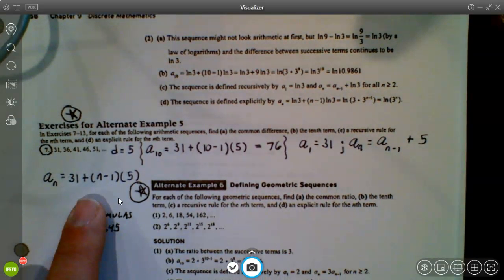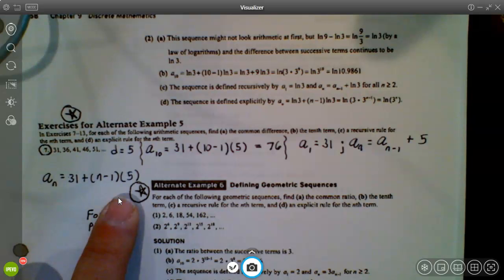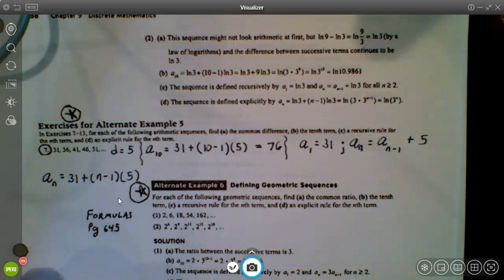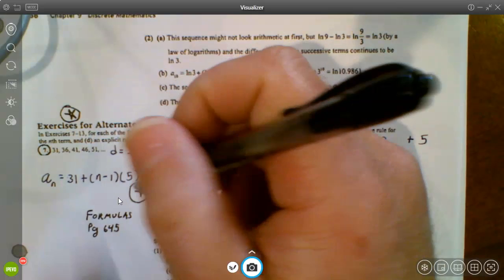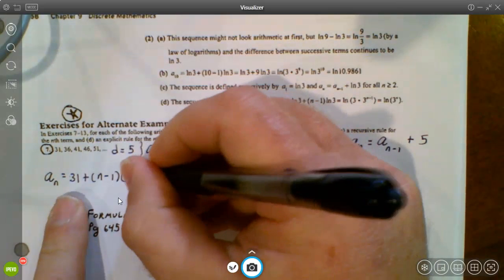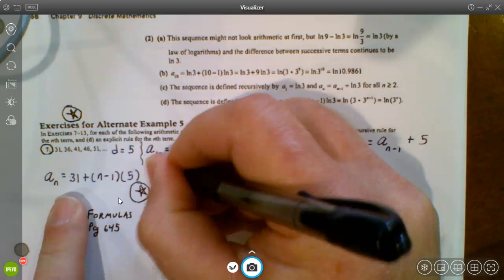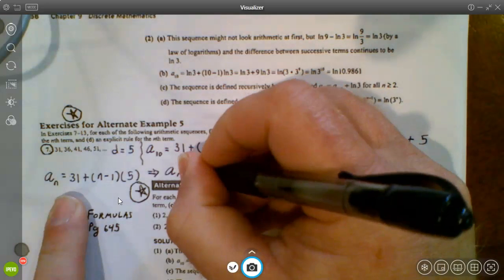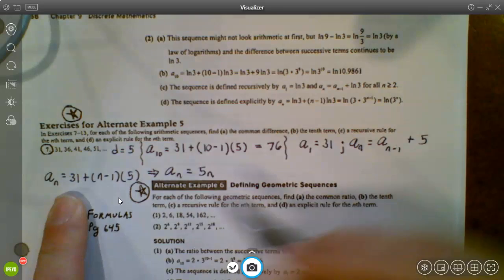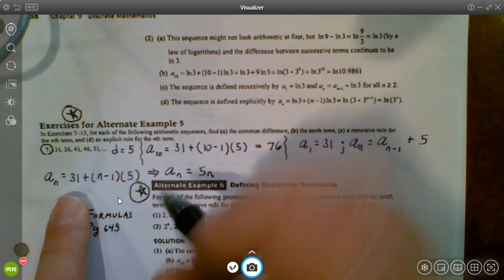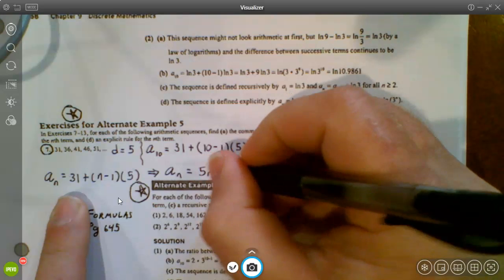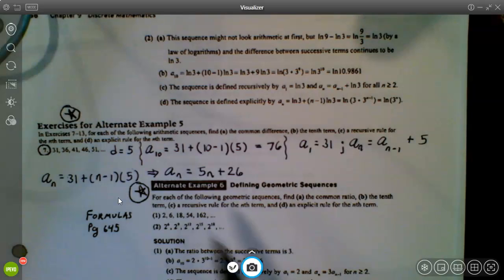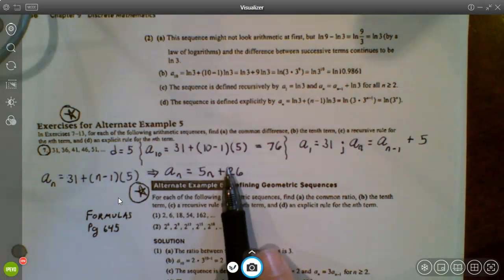So again, it's good to clean this up as much as we can. So distribute the 5. Combine like terms. So if that's 5n minus 5, looks like we will end up with 5n. And again, if that's negative 5 plus 31, I'm going to get 26. And so that would really be the best way to write the explicit rule for this.